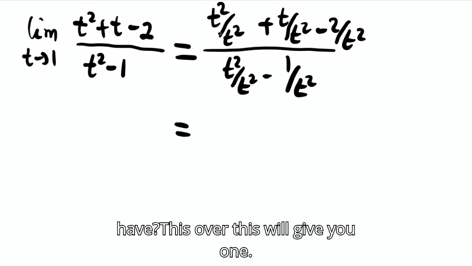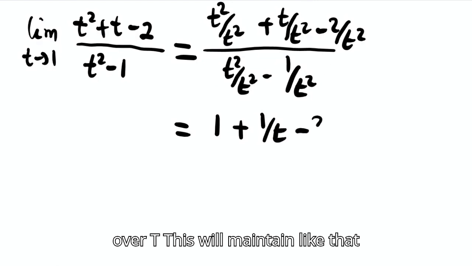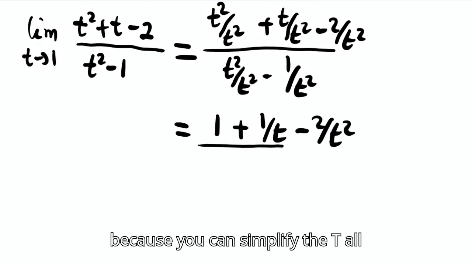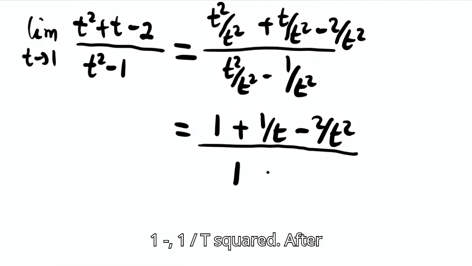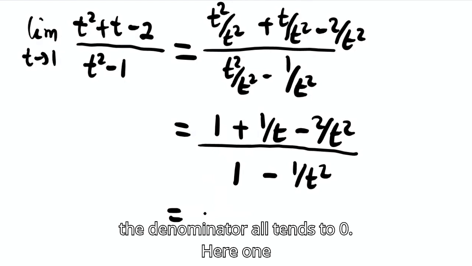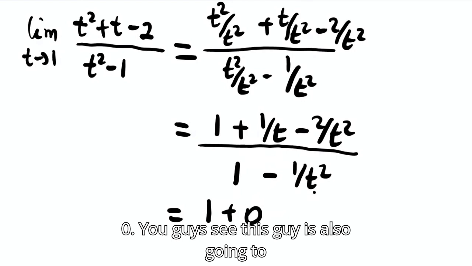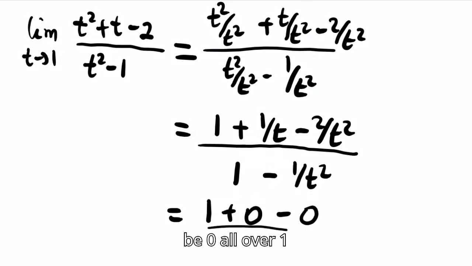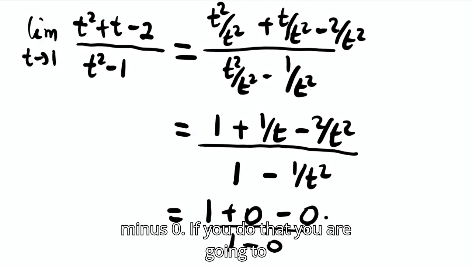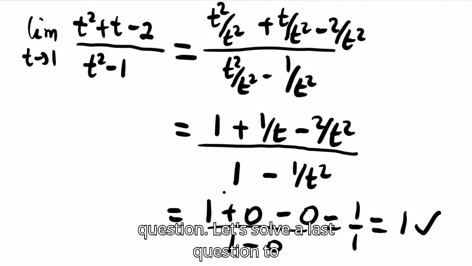When you do that, what do you have? This over this will give you 1. This over this will give you plus 1 over t. This will maintain like that because you can simplify the t. All over t squared over t squared is 1, minus 1 over t squared. After doing the simplification, all those that are having t, the independent variable, as the denominator all tend to 0. Here 1 is safe. This guy is plus 0 because it's still having t. This guy is also going to be 0, all over 1 minus 0. If you do that, we are going to have 1 over 1, and 1 over 1 is 1. So this is the answer for this particular question.